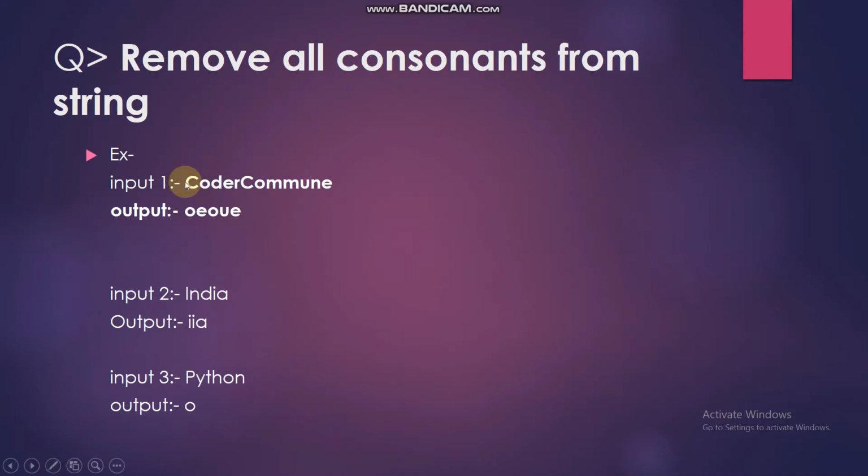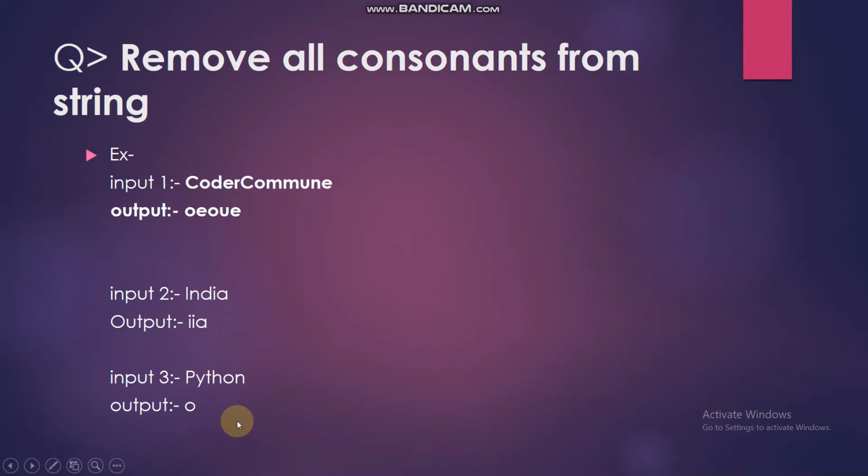Like for example, input 1 is "quarter commune". So the output will be OE, OUE, because OE, OUE are the only vowels in this string. So all consonants will get removed. In input 2 you can see India, so the output will be IIA, which is only the vowels in that string. Just like in input 3, Python, the output will be O.